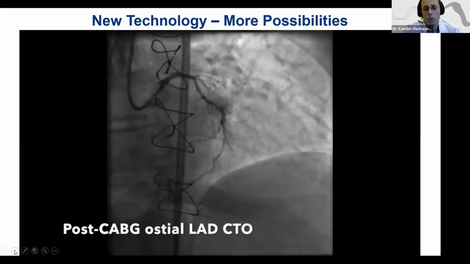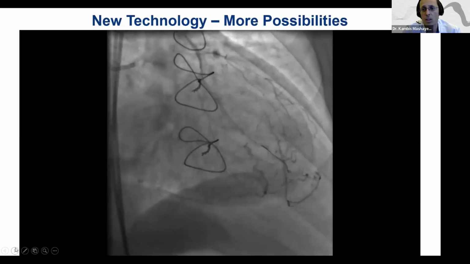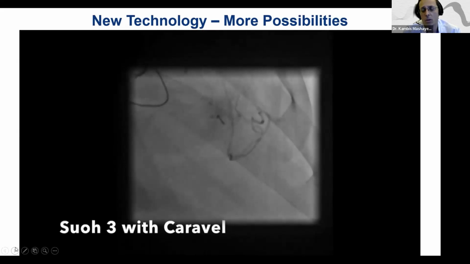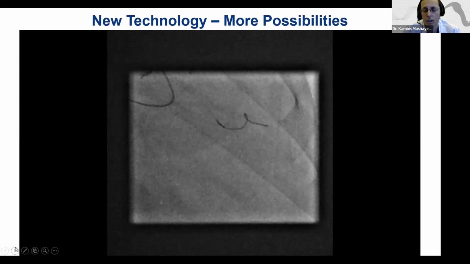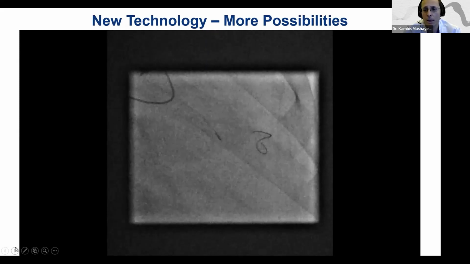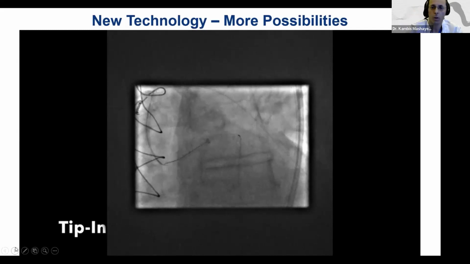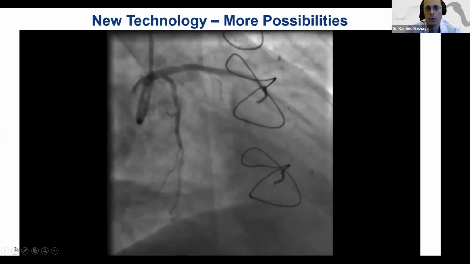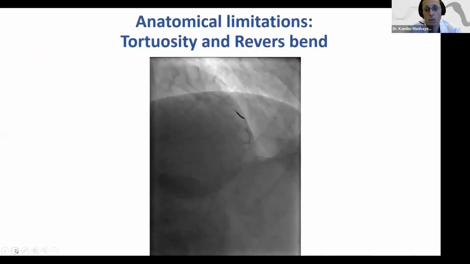So I want to say also a word about the new wire technology, the Suoh Fine, even if the time is a little bit advanced, but this is an LAD occlusion post-CABG, and I think it's very interesting to see what the new wire technology can do. This is on a Caravel. This was one of my first cases done in Riga with the SUOH 03, and this is only possible with this wire, this amazing 360-degree loop, and then also a tip-in was done, and finally the Corsair was brought down, and we could stent it and had a beautiful LAD. So this is really amazing what the SUOH 03 can do.